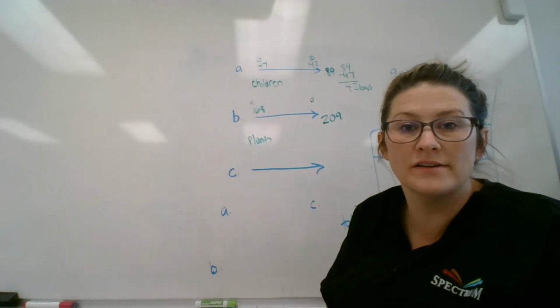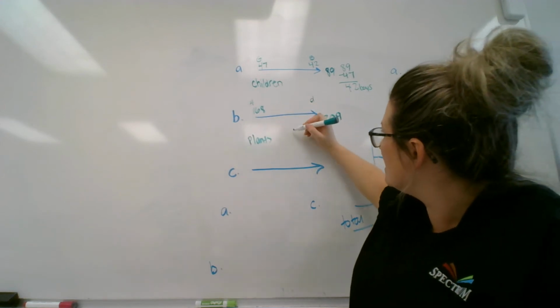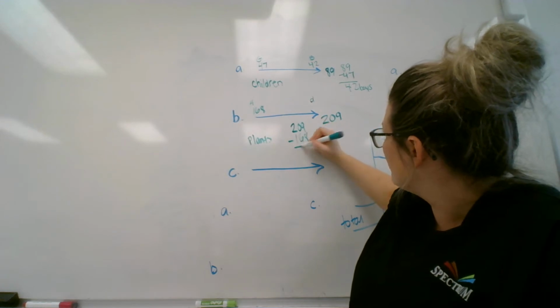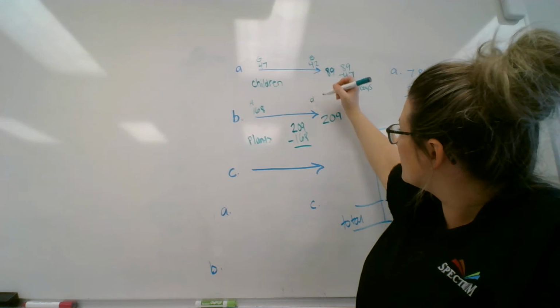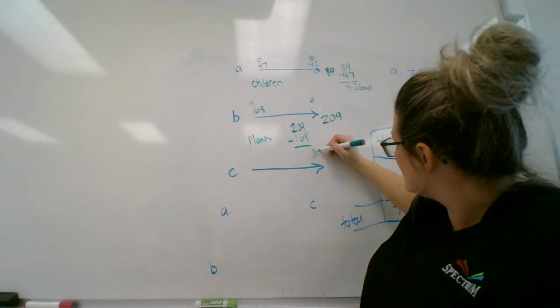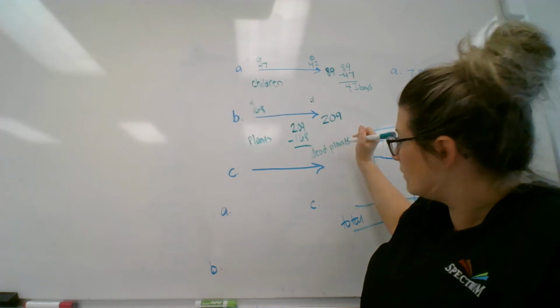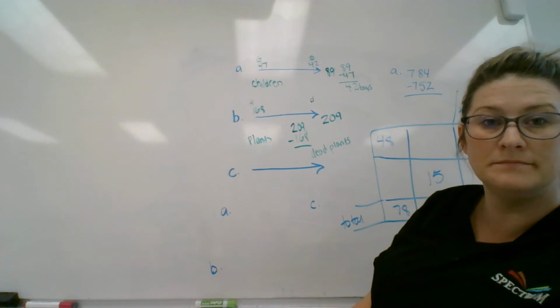So I have my big number and one small number. So in order to figure this out, I have to work backwards. 209 minus 168. That will give you the answer for dead plants. Go ahead and figure that out. You're going to have to borrow in the second column.